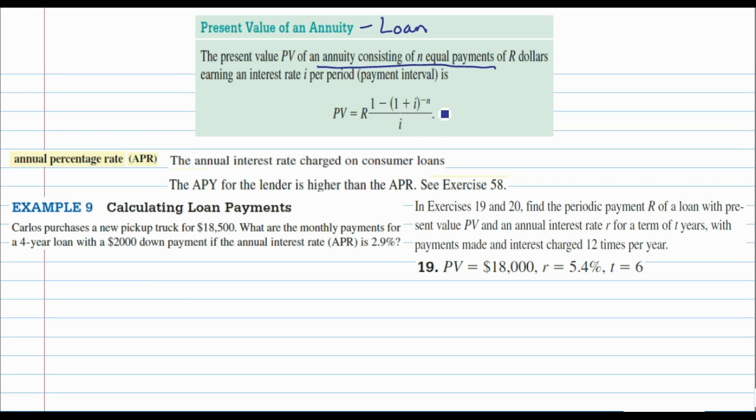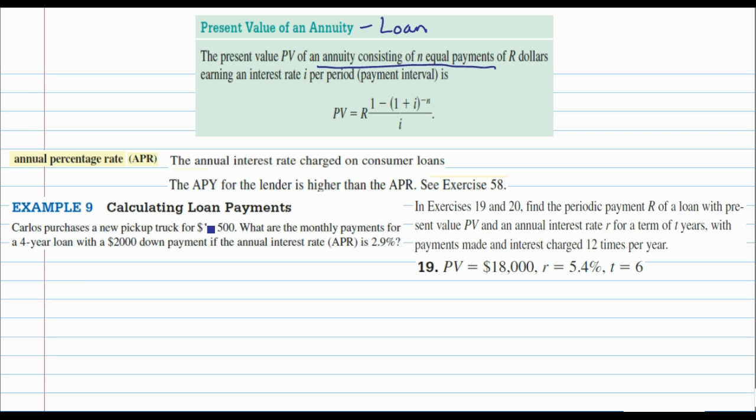Okay, example 9. Carlos purchases a new pickup truck for $18,500. So he needs this money now. He needs to borrow this money. What are the monthly payments for a 4-year loan with a $2,000 down payment if the annual interest rate, or APR, is 2.9%? So first of all, a down payment is a chunk of money that you just give the company or person right out in front.